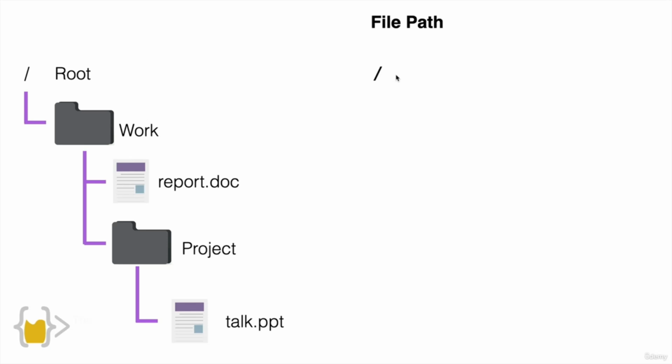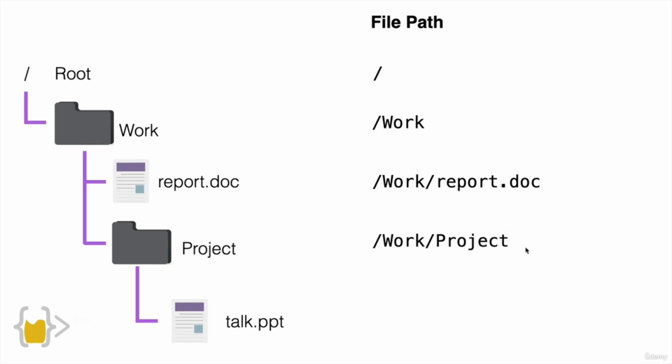The root is obviously just a /. The work folder will be /work. Report will be /work/report.doc. Project will be /work/project. And finally, the talk will be /work/project/talk.powerpoint. So this path is kind of like the direction that we were talking about previously.